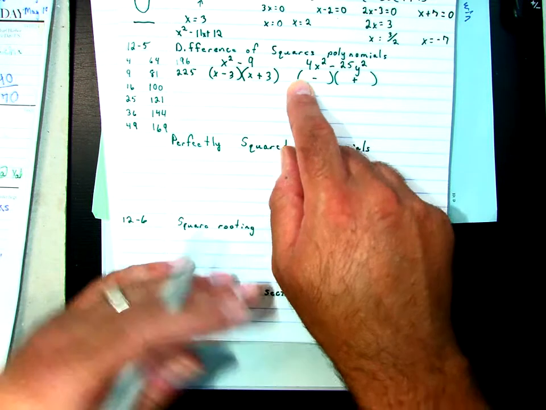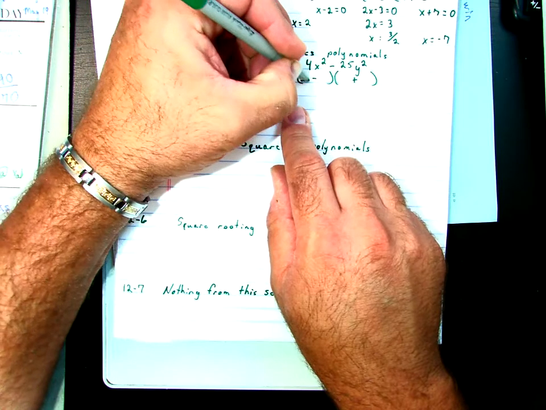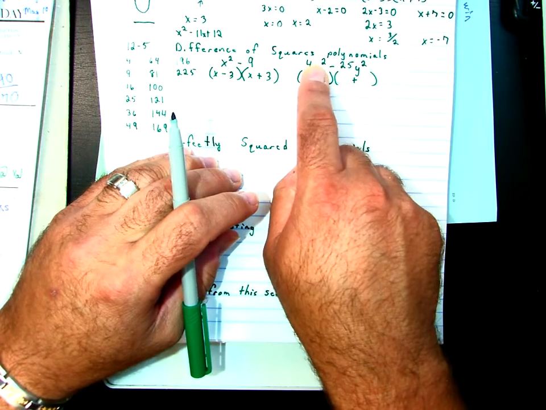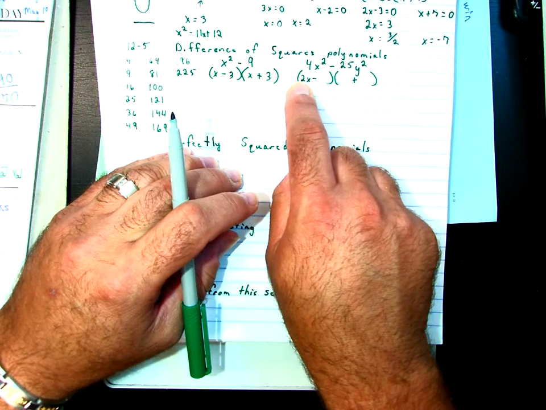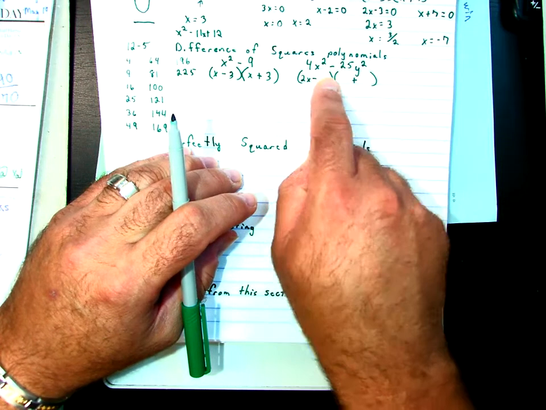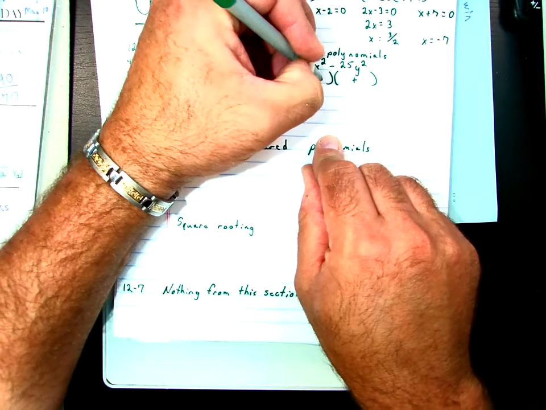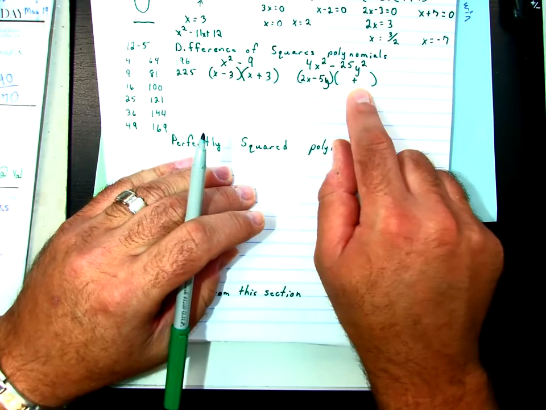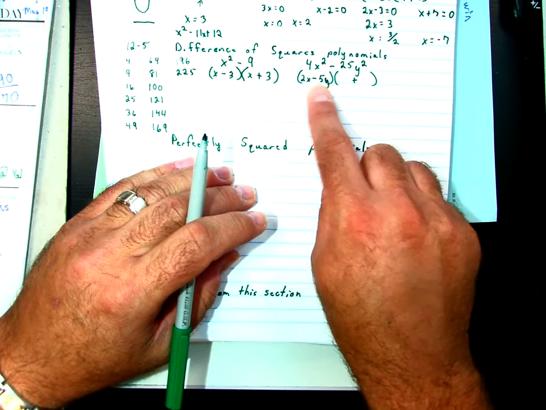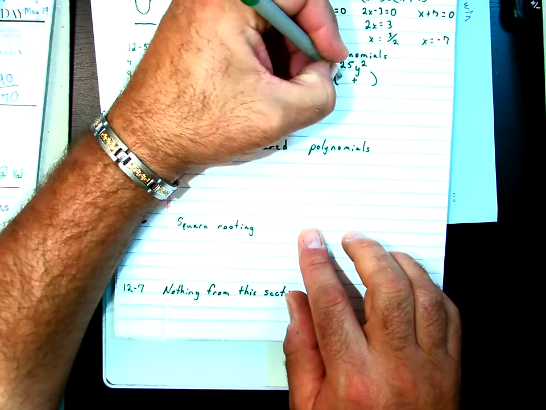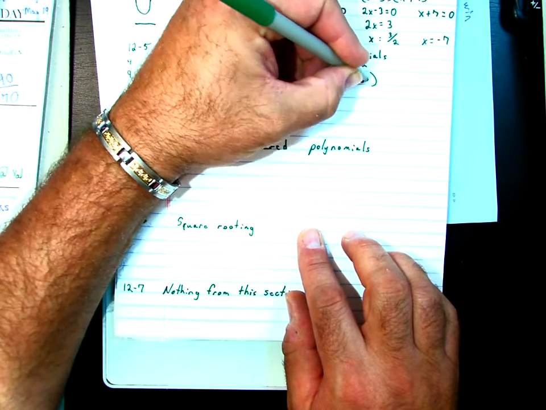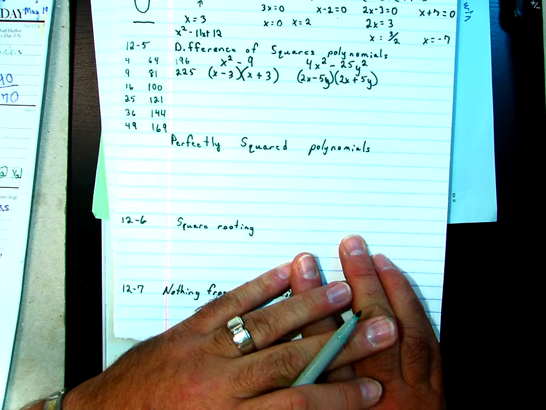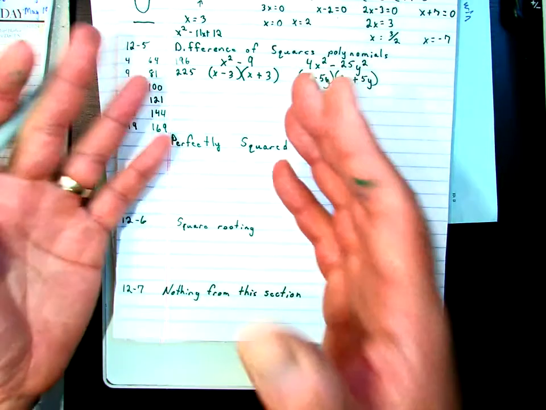So this first term would be 2x. Why? Because I square root the 4 and I square root the x. It goes there. And the term that would go here would be 5y. Once I have the first one, the second one looks exactly like it, except for the minus and the plus. So again, it's 2x and 5y. These become a lot easier to factor just because it is a special cheat.